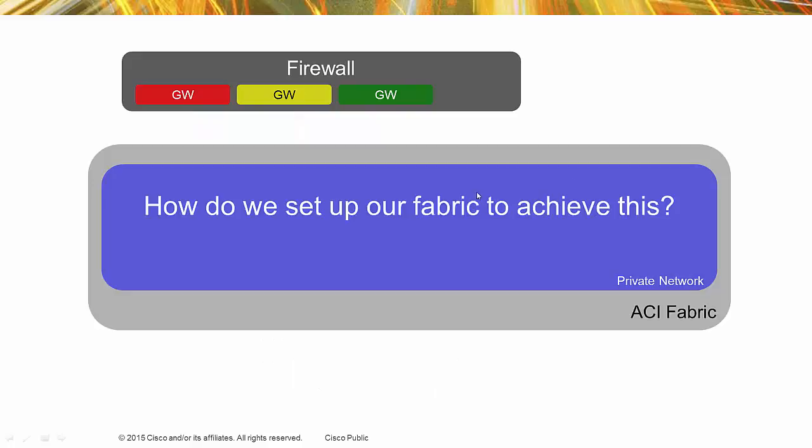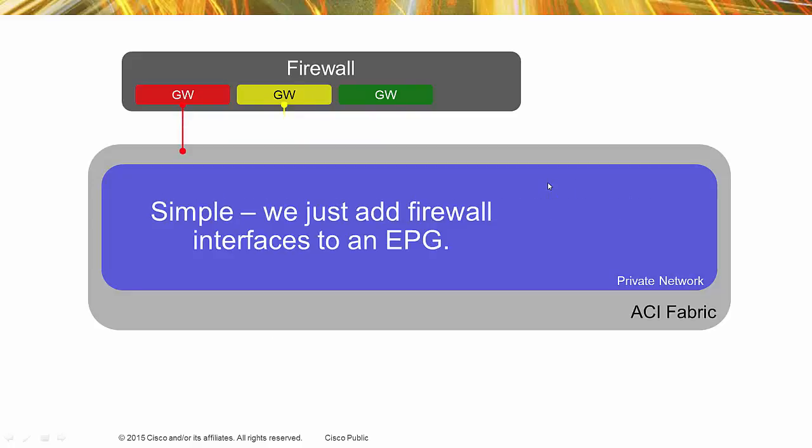So how do we set up this thing with the help of Fabric? So what we do, simple, as it says, we just add a firewall interface to an EPG. Once you create an endpoint group, within that endpoint group we'll connect a physical interface from our firewall directly into an EPG.